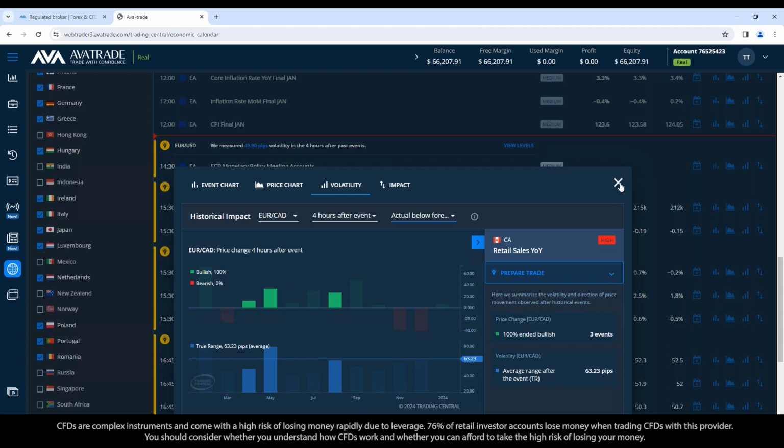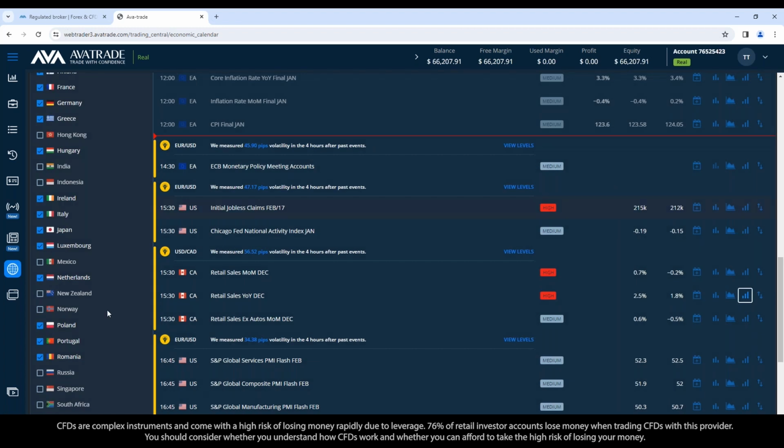If that comes in, maybe I'm interested in buying on the euro against the Canadian because it makes sense in my mind, not just that it's 100% of the time it went up, but it also makes sense in my mind that if it was below forecast, the Canadian should weaken against the euro. So I would probably selectively follow the year over year on that one, okay?